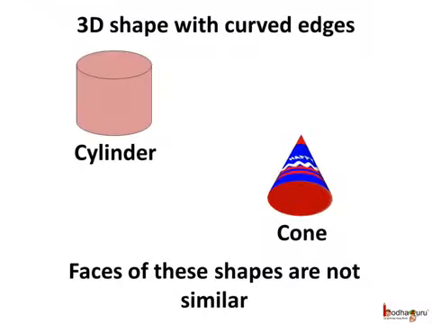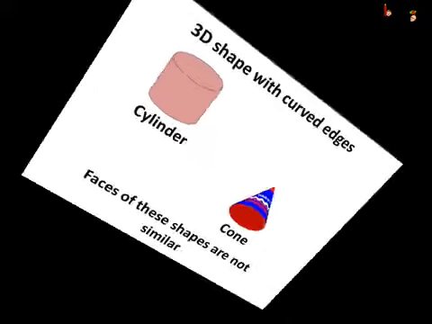You know, certain 3D shapes have curved edges like the cylinder or the cone. Also, if you notice, not all the faces are similar in both of these. A cylinder has 3 faces, out of which 2 are circular faces. And coming to the cone, one of the faces is circular. So we can say in some of the shapes, the faces are not similar.